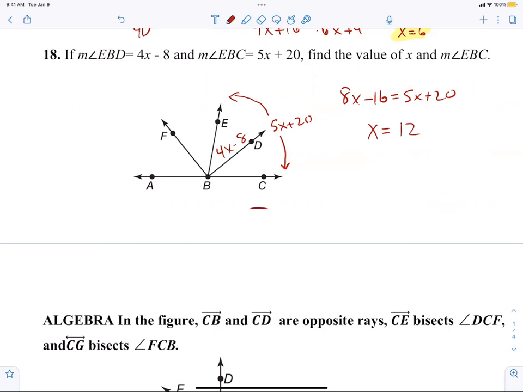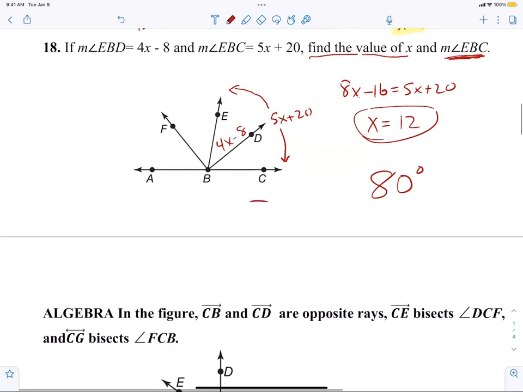Well, it depends on the question, right? So here it does say find the value of x. So we found the value of x, but they also say find what? Right? The measure of angle EBC. All right, so that would be what? 80 degrees. All right, is everybody with me now? I'm just telling you on the test, you have to answer the right question or it's wrong. All right, so there are always multi-step questions.